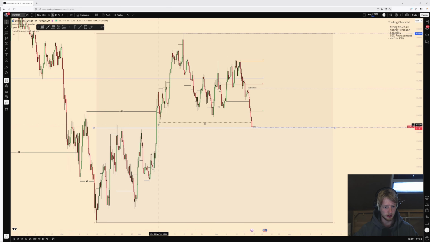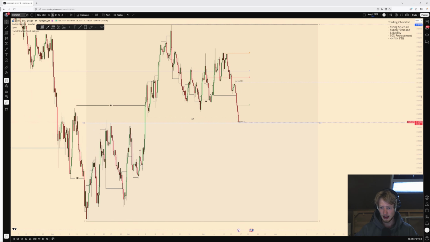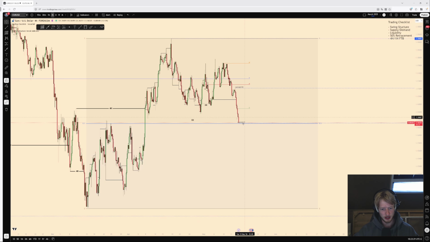There was still a lot of liquidity open underneath these lows, underneath this low, and actually everything was all ascending lows. So we took that out. We are now trading towards the 0.5 Fibonacci retracement, and I'm going to just wait to see if we can get some kind of a reaction from here.